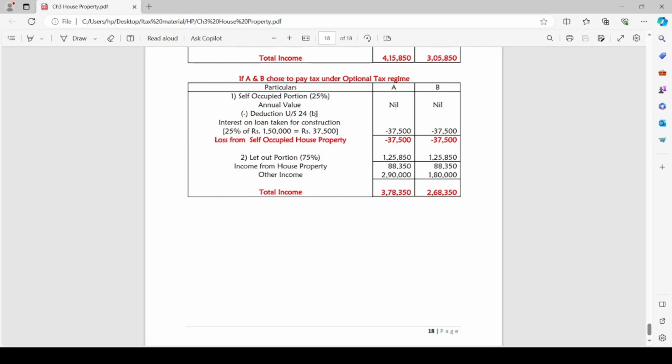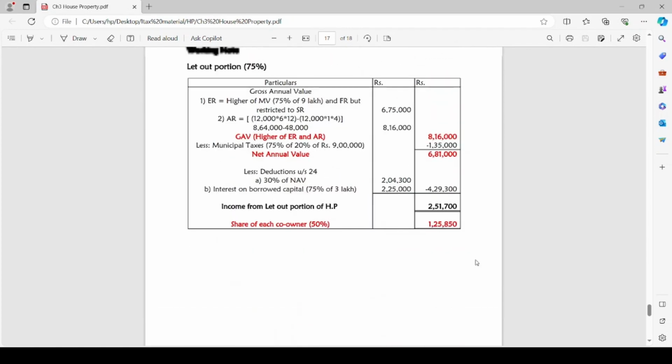The loss from self-occupied house property will stand at minus 37,500 for both A and B respectively. The let out portion, which is 75%, is fetching income of rupees 1,25,850 for each of them. We have computed it above.